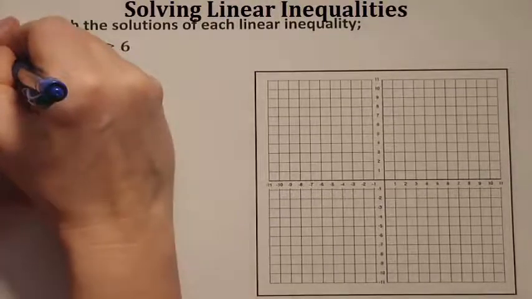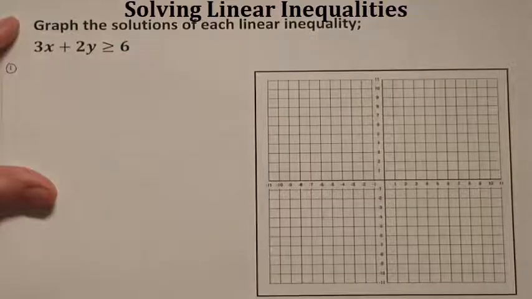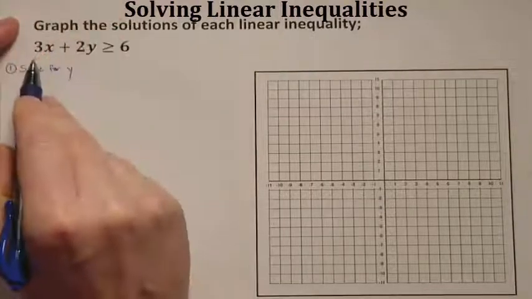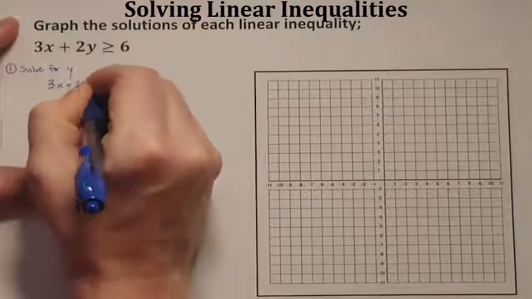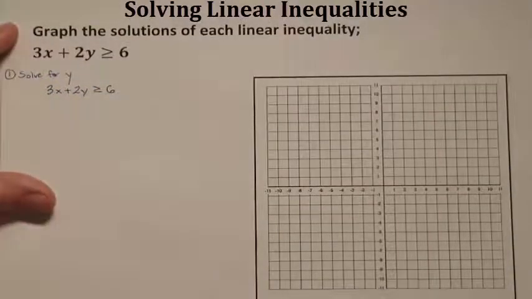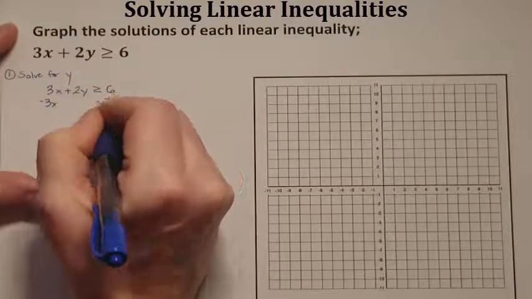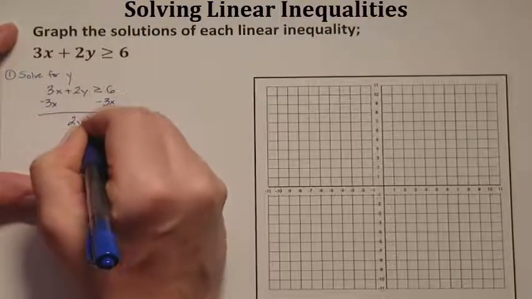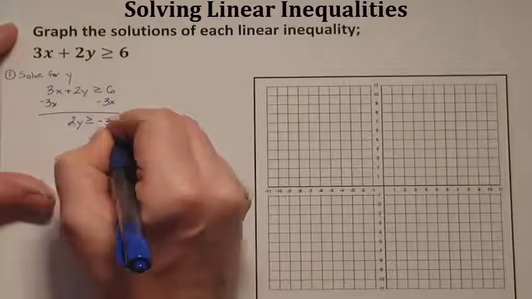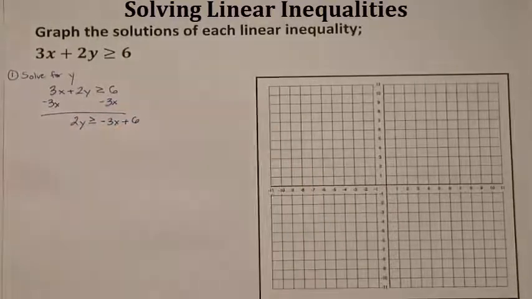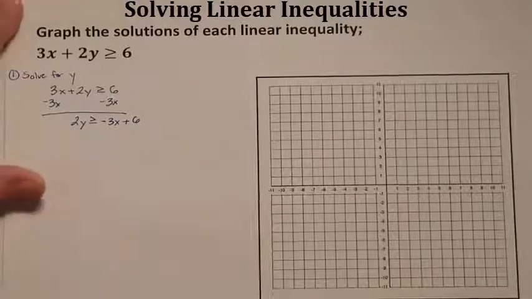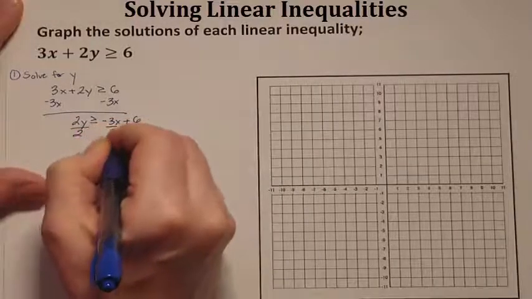So step number 1 is to make sure you solve for y. So here's my equation. And I do not know how to graph it yet because it's not solved for y. I need to solve for y. So I'm going to subtract 3x from each side. So I have 2y is greater than or equal to negative 3x plus 6. I still need to get y by itself. So I'm going to divide both sides by 2.